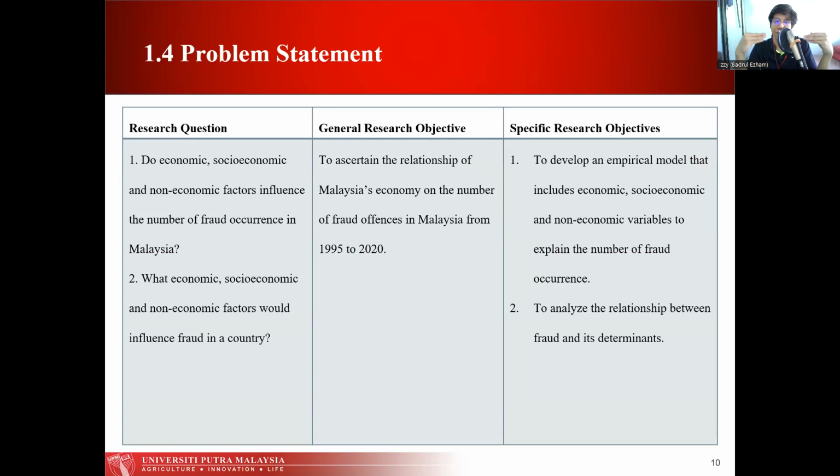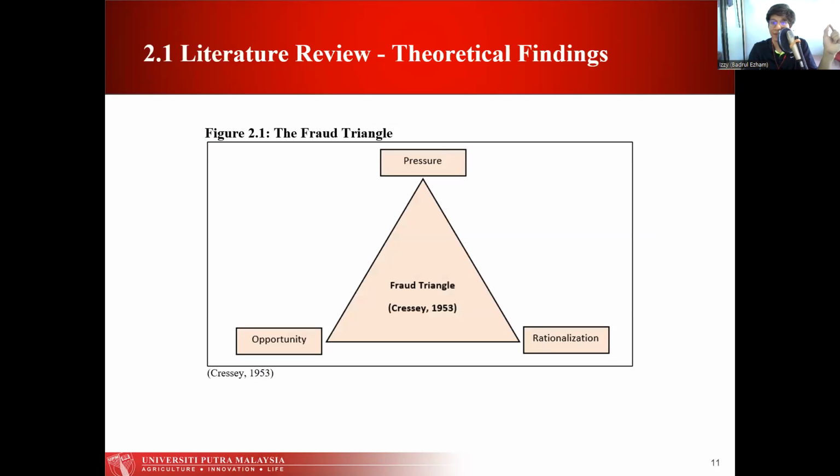And this is the problem statement. We will only talk about the general research objective. We want to find the relationship between Malaysia's economy and the number of fraud offences in Malaysia from 1995 to 2020. To do that, we need to develop an empirical model that includes economic, socioeconomic, and non-economic variables, and then we have to analyze the relationship between them.